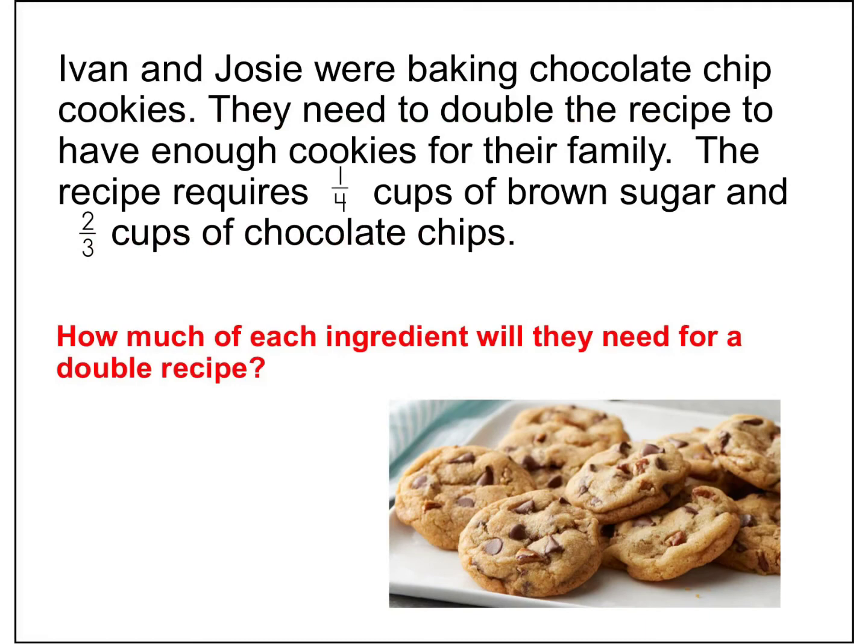Let's read it one last time. Ivan and Josie were baking chocolate chip cookies. They need to double the recipe to have enough cookies for their family. The recipe requires 1/4 cups of brown sugar and 2/3 cups of chocolate chips. How much of each ingredient will they need for a double recipe? Go ahead and take a few minutes to solve using any strategy you can. And when you're done, be prepared to share your answer with somebody and explain how you solved it. Good luck.